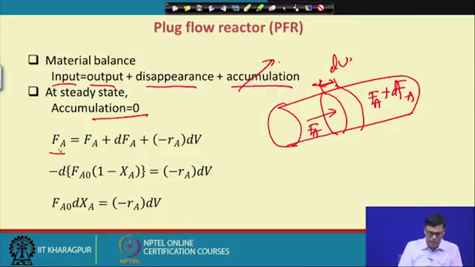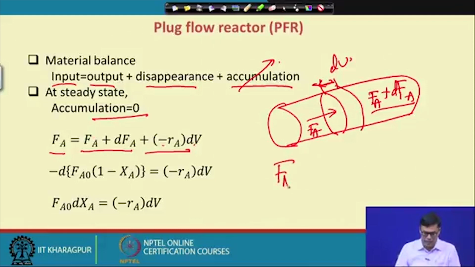Now Fa is the input and Fa plus dFa is the output. Am I right? And what is the rate of reaction? Minus Ra into dV. So I can write that Fa will cancel. Now Fa I can write as Fa0 into (1 minus Xa). That is exactly what he has written there, and this equals minus Ra into dV. Now we can write that Fa0 into dXa equals minus Ra into dV.